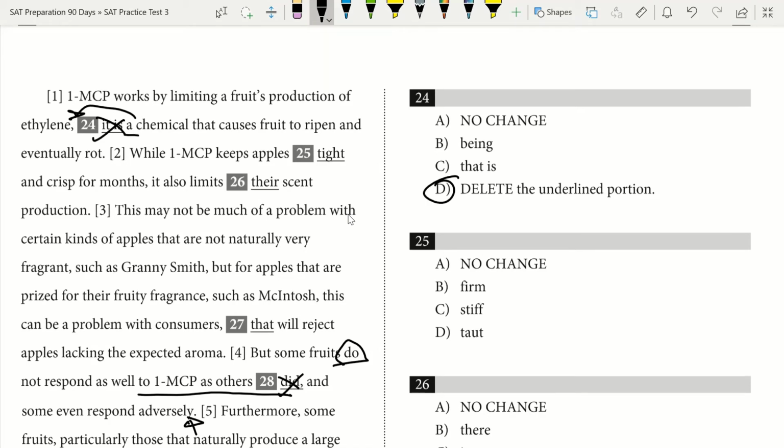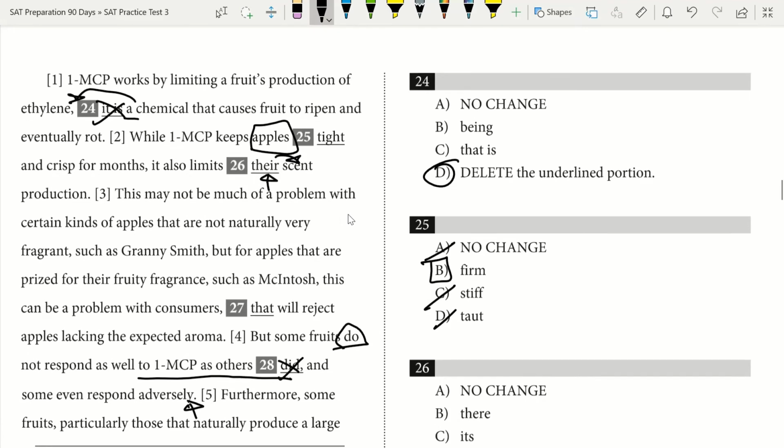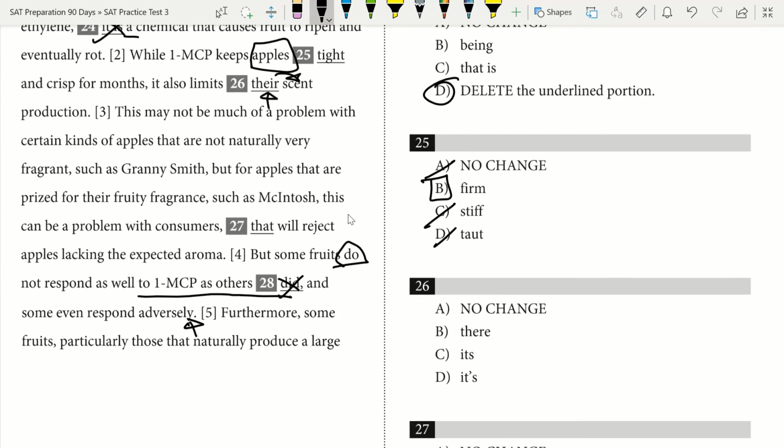Well, 1-MCP keeps apples tight and crisp. Okay, well, we wouldn't describe an apple as being tight, but we would describe an apple as being firm. We wouldn't describe it as stiff or taut, so our answer for 25 would be B. All right, and crisp for months, it also limits their scent production. Okay, in this case, apples is plural. Since apples is plural, we need to have a plural possessive pronoun because it does own the scent. So our correct answer for 26 would be A, no change. That's correct because it matches in number and it's also possessive.